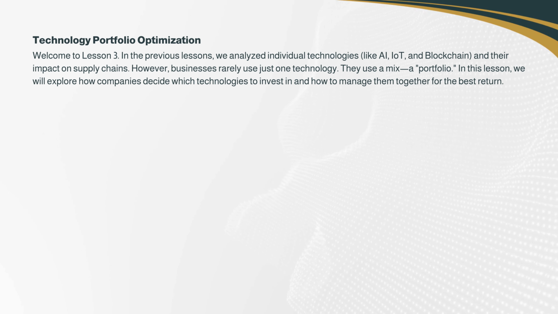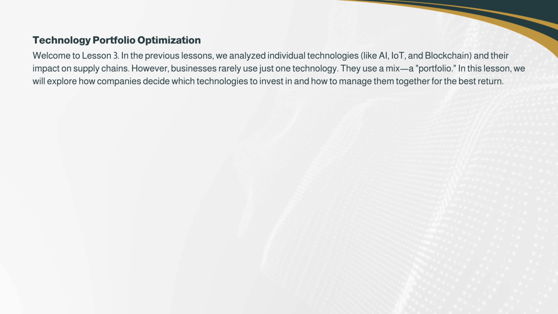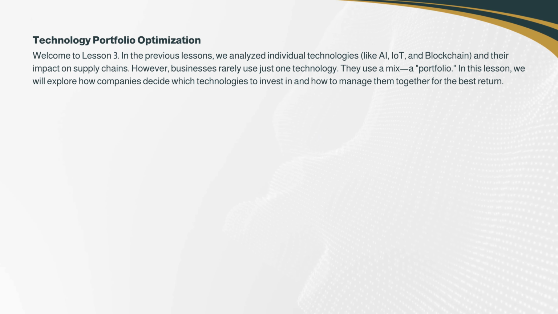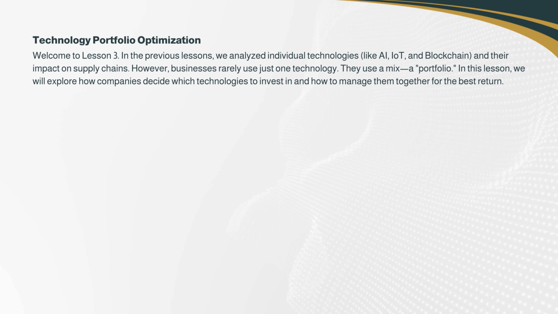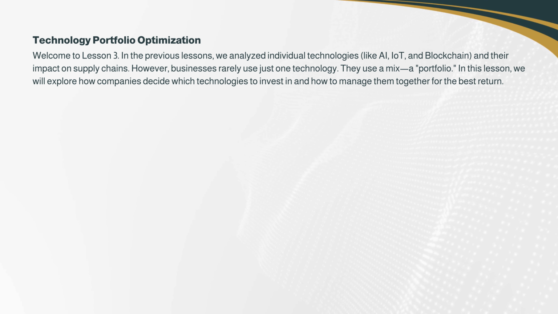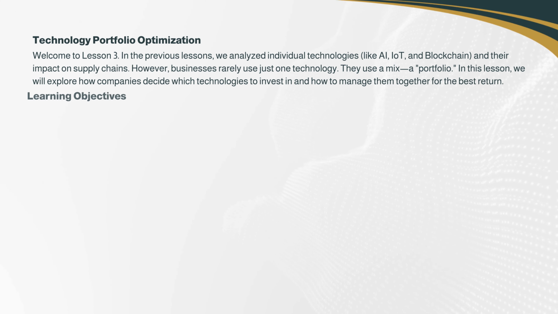In the previous lessons, we analyzed individual technologies, like AI, IoT, and blockchain, and their impact on supply chains. However, businesses rarely use just one technology. They use a mix, a portfolio. In this lesson, we will explore how companies decide which technologies to invest in and how to manage them together for the best return.